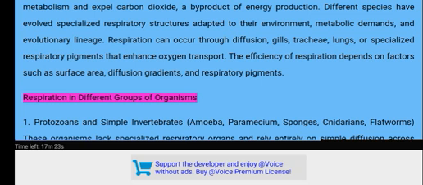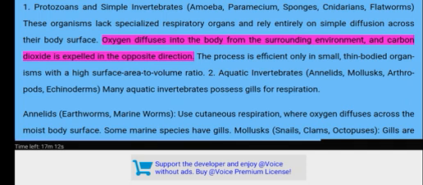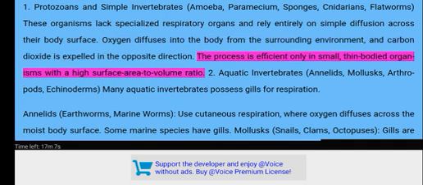Respiration in different groups of organisms. 1. Protozoans and simple invertebrates: amoeba, paramecium, sponges, cnidarians, flatworms. These organisms lack specialized respiratory organs and rely entirely on simple diffusion across their body surface. Oxygen diffuses into the body from the surrounding environment, and carbon dioxide is expelled in the opposite direction. The process is efficient only in small, thin-bodied organisms with a high surface area to volume ratio.